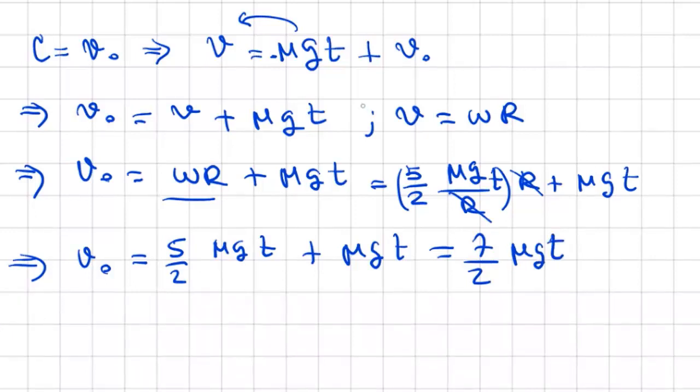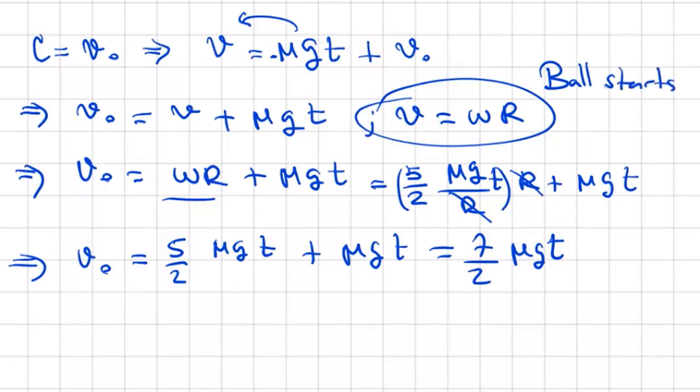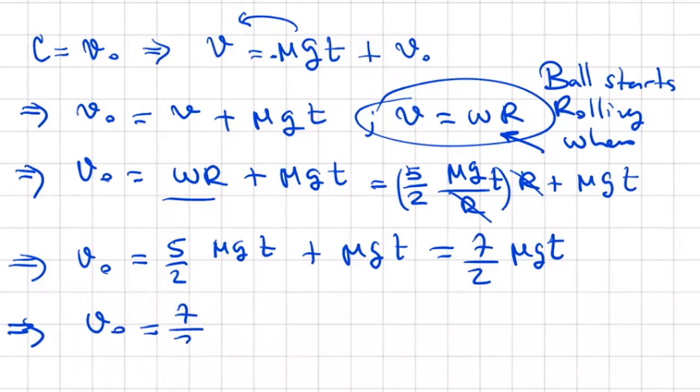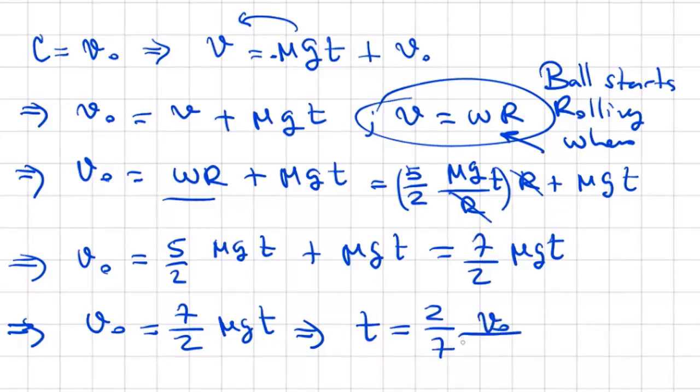Why did I do this? Because this condition happens when the billiard ball starts rolling. That's when I use this equation and replace it in the equation of the velocity. The ball starts rolling when the velocity is equal to omega multiplying the radius. So let's keep going, and we have v0 equals 7 dividing 2 mu g t, then t is equal to 2 dividing 7 v0 dividing mu g.